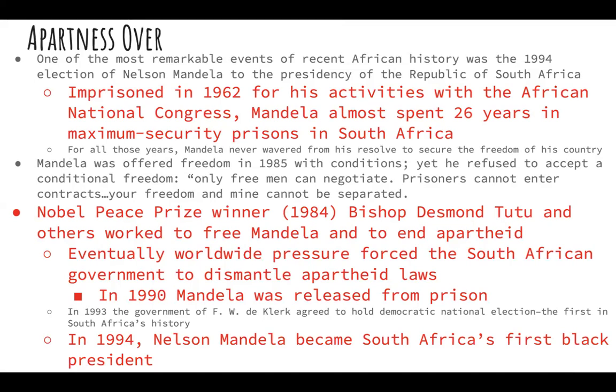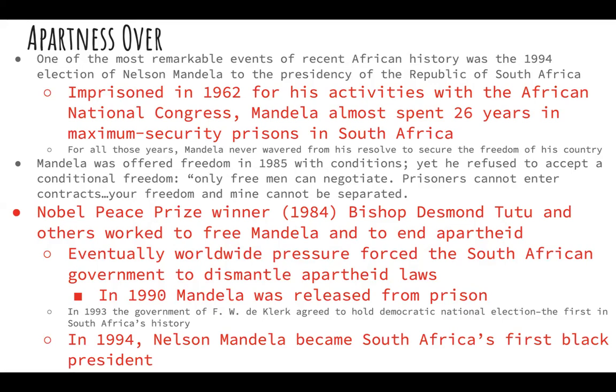Mandela was offered freedom in 1985 with conditions, yet he refused to accept the conditional freedom. He said, "Only free men can negotiate. Prisoners cannot enter contracts. Your freedom and mine cannot be separated." Nobel Peace Prize winner in 1984, Bishop Desmond Tutu, and others worked to free Mandela and to end apartheid. Eventually, worldwide pressure forced the South African government to dismantle apartheid laws.